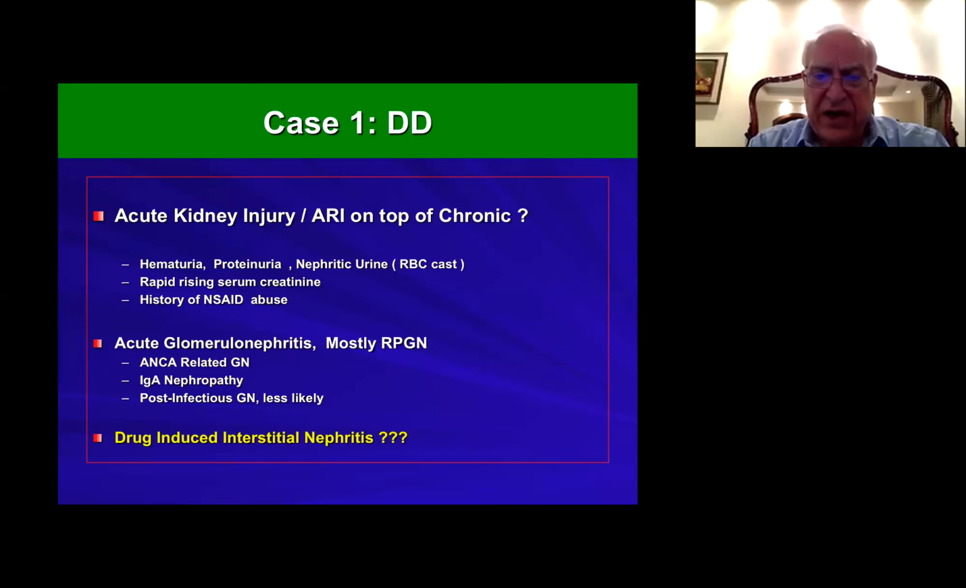Is it acute GN, mostly RPGN? Is it ANCA related? Is it IgA related? Is it post-infectious? We don't know. Or it's drug-induced interstitial nephritis. Any question here at this point?